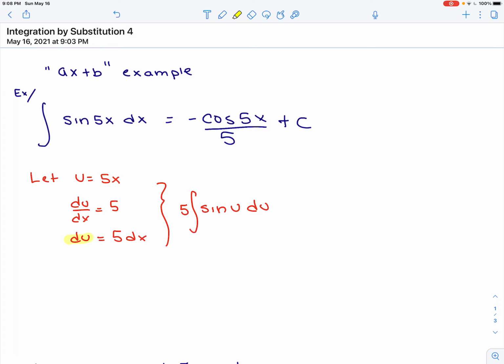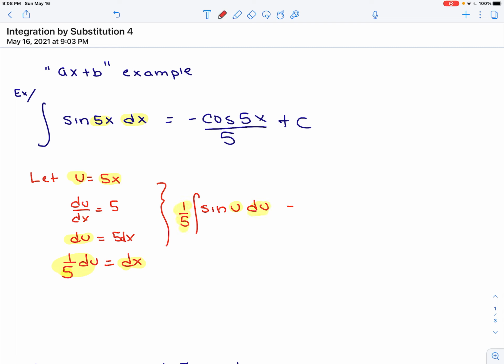Sorry, let's just back that up. I made a mistake here. Forgot to bring the 5 over. So dx is 1/5 du. We can replace the dx with 1/5 du, and then we can replace the 5x with u. So there we go.